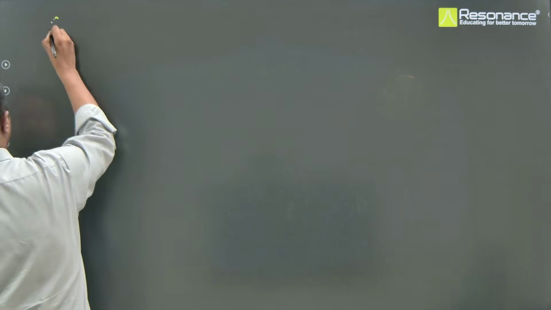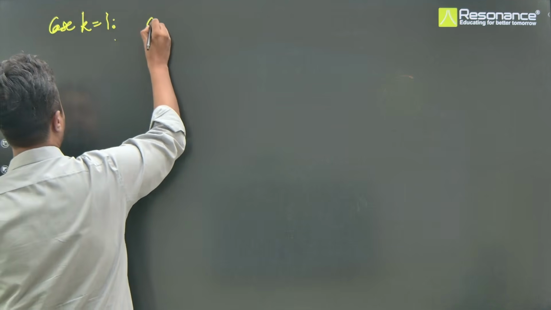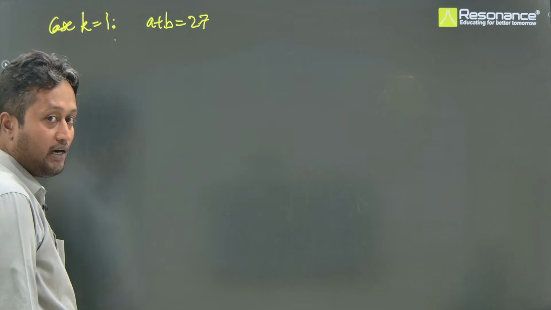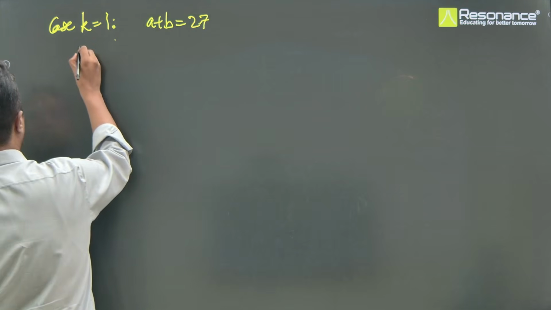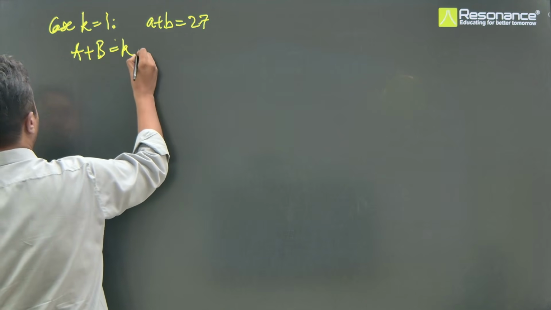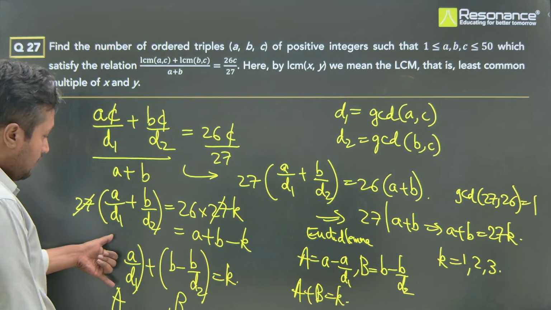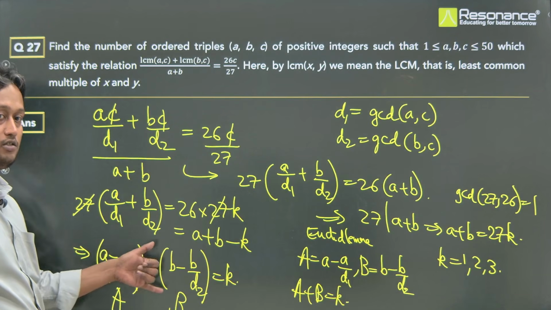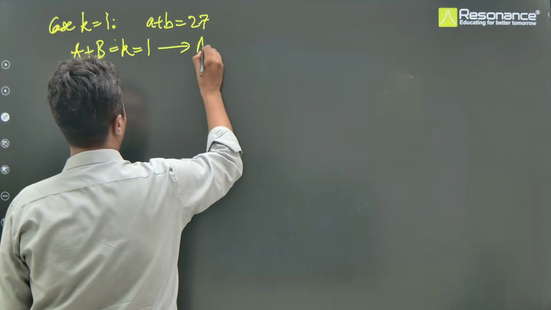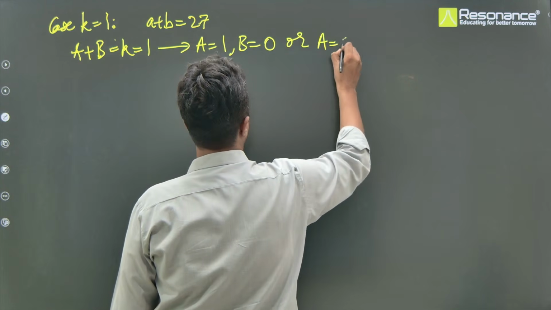So we have case k equal to 1. If k equals 1, then a plus b is 27k, which means a plus b has to be 27. And then capital A plus capital B is equal to k, which means it is equal to 1. And note that these are non-negative numbers, greater than or equal to 0, and they are whole numbers, right? So that means that A is equal to 1, B equal to 0, or A is equal to 0, B is equal to 1.